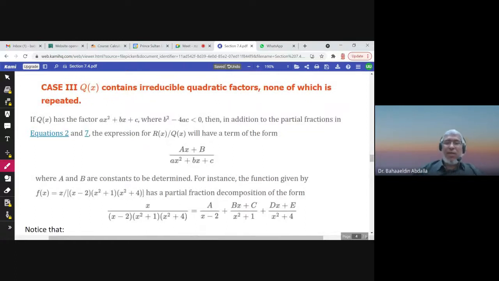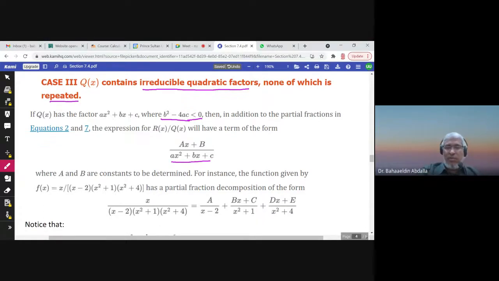Third case. What would happen if Q(x) contains irreducible quadratic factors, none of which is repeated? So no repetition, and the factors are not linear. The factors are irreducible, like this. How to know that this degree 2 is irreducible? You find the discriminant, okay? If the discriminant is less than 0, then this degree 2 polynomial has no real zeros. So it would be irreducible over the real numbers, okay?